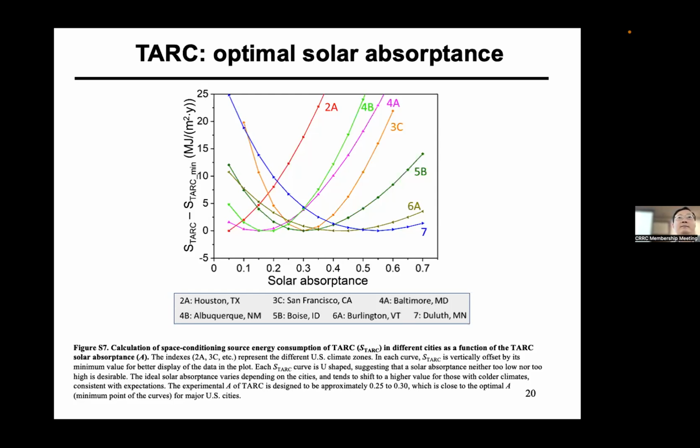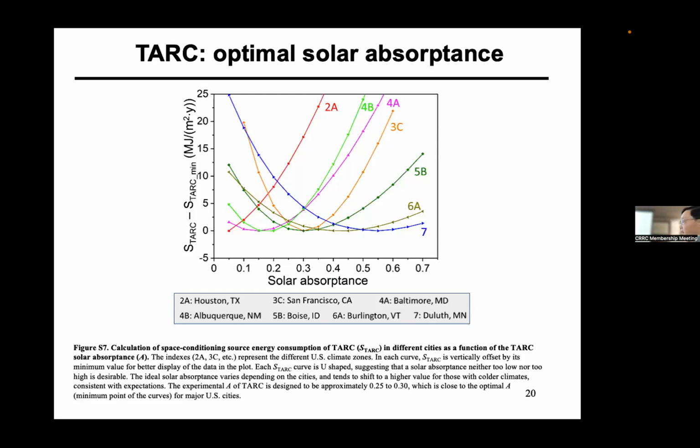In fact, if you tune the solar absorbance to be somewhere in the middle, like 0.25, 0.3, you can achieve more energy saving all year round from winter to summer. That is because in the winter, you do need a little bit of solar absorption to warm up your house, okay? The optimum solar absorption is not zero. It's neither 90%, it is in fact location dependent.